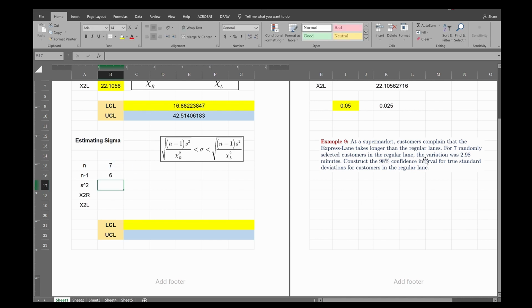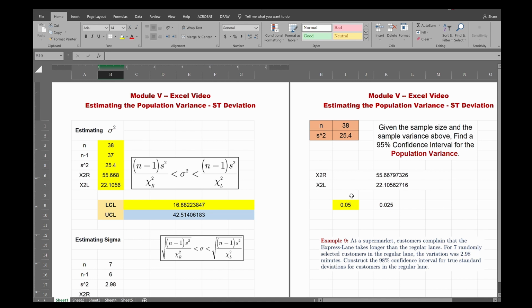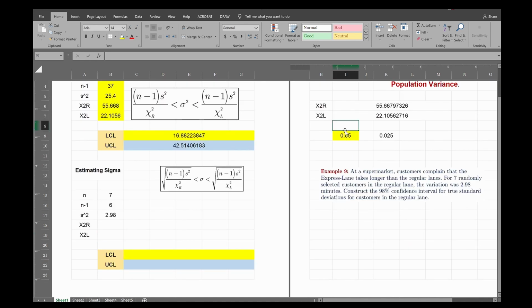So 7 randomly selected customers, which means n minus 1 is 7 minus 1, which is 6. It says for the 7 randomly selected customers, the variation was 2.98, so s squared is 2.98. Chi-square left, chi-square right. We need to calculate it again, but this time for 98%. So since I've already done it for the above part, I'll just do it here.